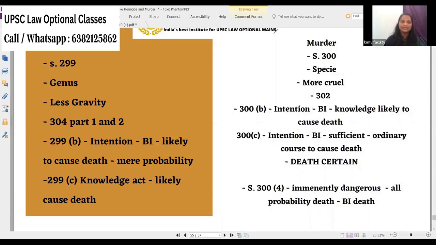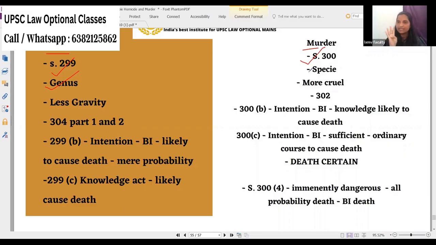Now, what is the basic difference between culpable homicide and murder? Always start with the section. Section 299 defines culpable homicide and section 300 defines murder. Culpable homicide is a very big area. It has a very big scope. That's why we call it a genus. And murder has a specific area, only the 4 ingredients.